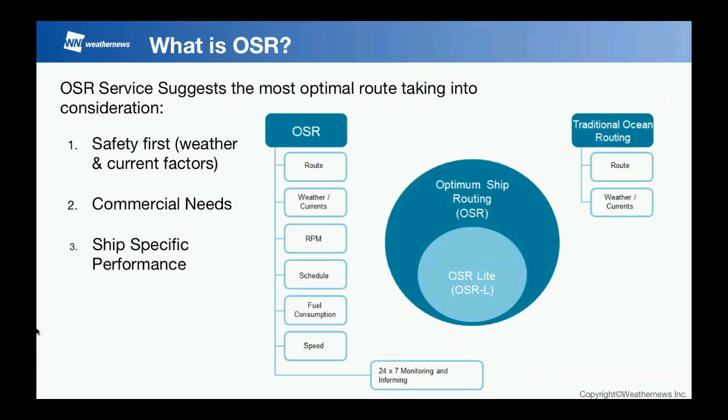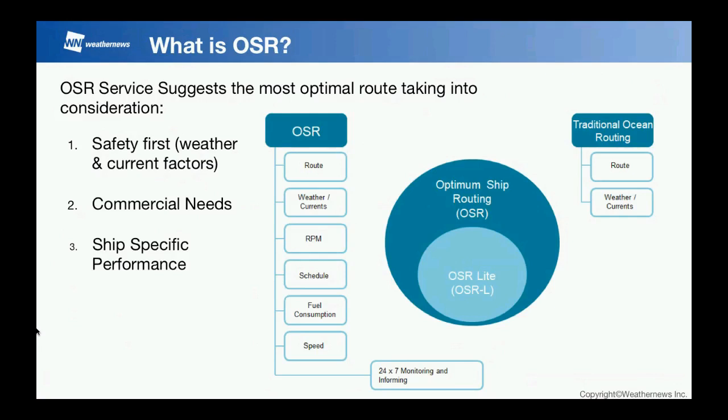When we think about traditional ocean routing, it generally only tended to look at the distance and the time aspect. So what was the fastest route possible. With OSR, what we try to do is expand out of that and look at how we can optimize the voyage further. Here at Weathernews, we are a safety-first company. Safety is the number one priority. But once we have that aspect sorted and we know the vessel will be safe, we want to look at what else we can do.